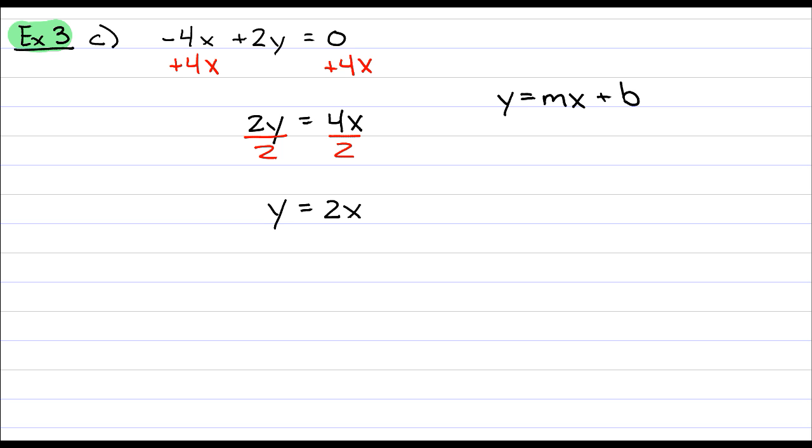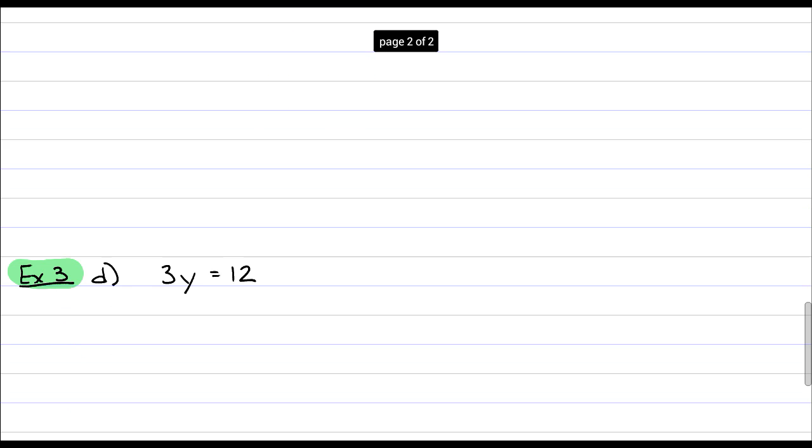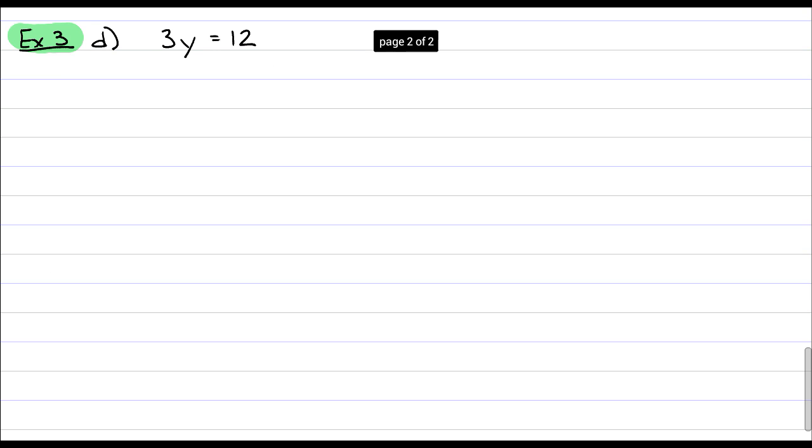If you look back at example 1, we sketched the graph of this line, and we saw that, in fact, the y-intercept was 0. And so the slope in this case is just that number in front of x, or in other words, 2. Okay? So here's the answer for C. Moving on to part D. We have this line, 3y equals 12.